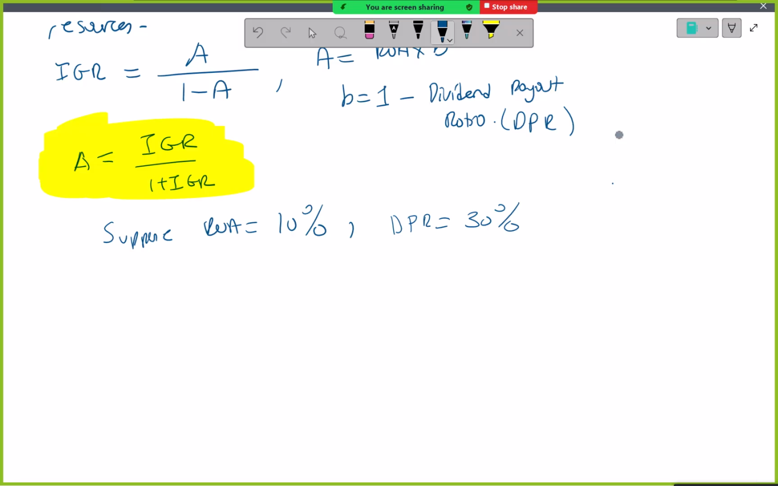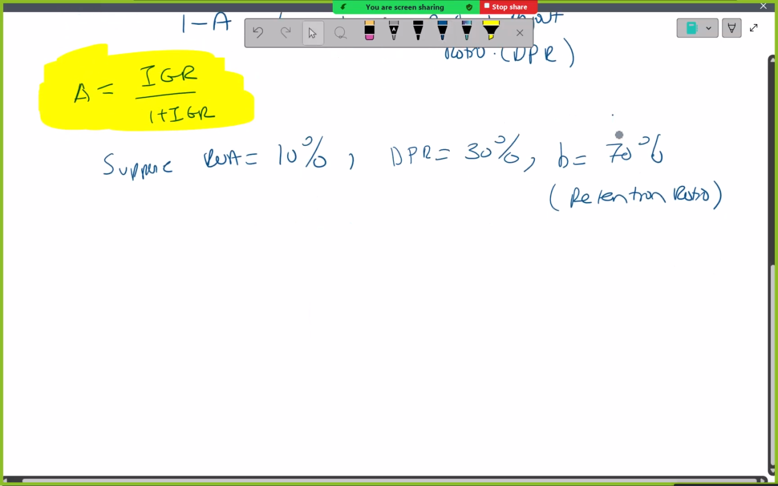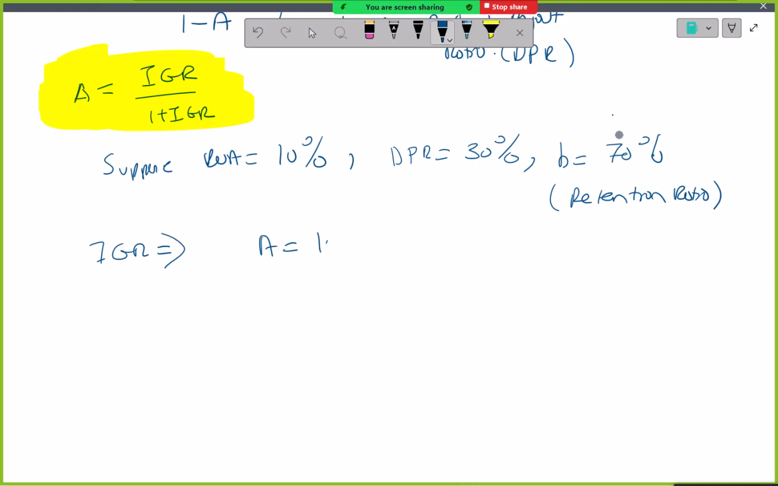That means for every dollar you get as net income, you distribute 30 cents as dividends. That means our B is 70%. This is also known as the retention ratio. For every dollar of net income, you retain 70 cents inside your company. And what is IGR? Well, what is A? 10% times 70%, which is 0.07, okay? So IGR equals 0.07.